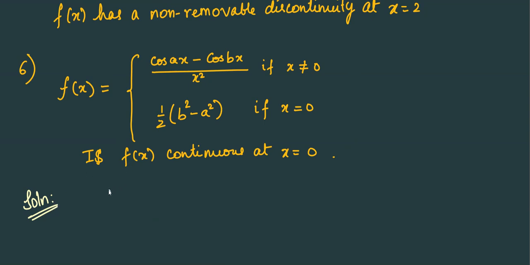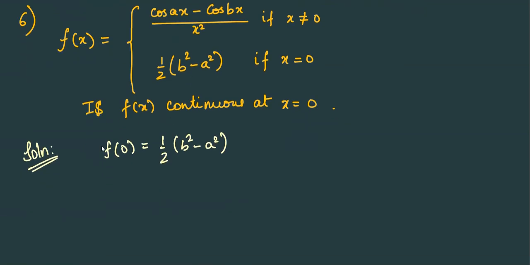Then next, we need to substitute the value in (cos ax minus cos bx) by x square, wherein we have to find the left hand limit and the right hand limit. The function value 1/2 (b square minus a square) is a constant, so we have to find the limit for cos ax minus cos bx only, as x tends to 0 minus. For anything other than 0, the function is defined like this.